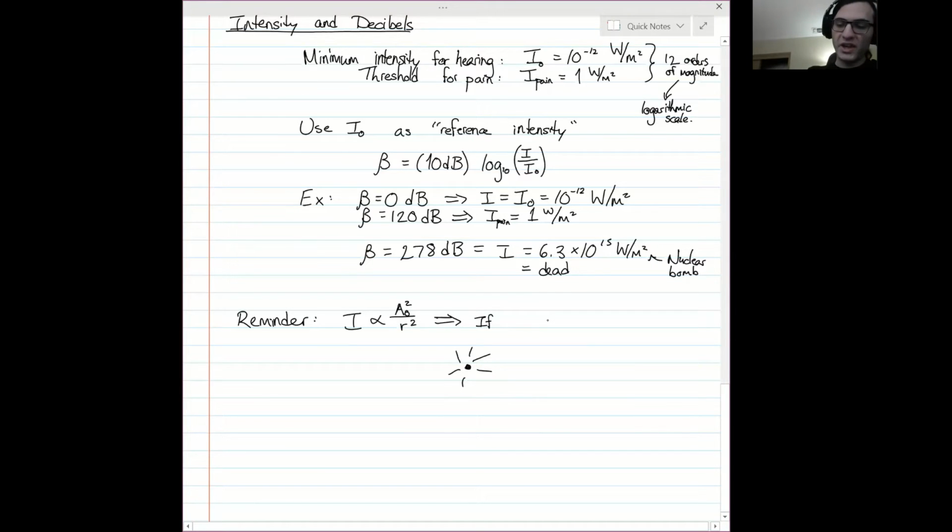So, in particular, if A doubles and R doubles, I stays the same. And so hence you would have the same volume, the same number of decibels. By the way, when I say volume, I'm actually referring to the measure in decibels.